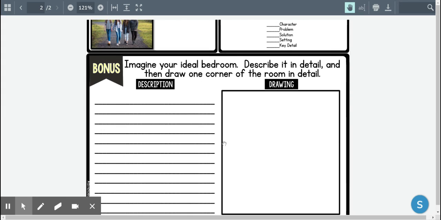And then finally, for the bonus, you are going to imagine your ideal bedroom. Once you have visualized it, you're going to describe it in detail with lots of adjectives and specific words here in the description. And then as far as drawing, you could either try and draw something with Cami, or you can use Google Clip Art, or you can use Google Drawings, anything technology-based that you think would help you.